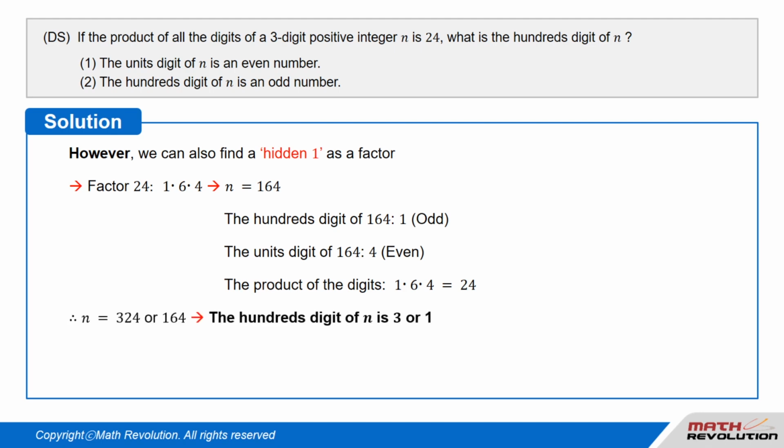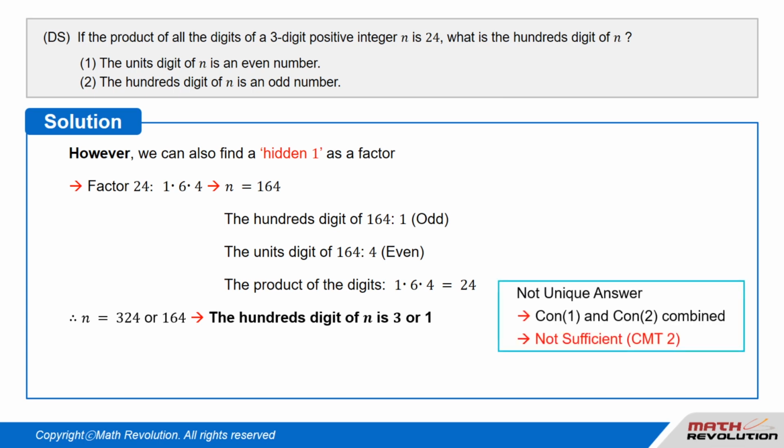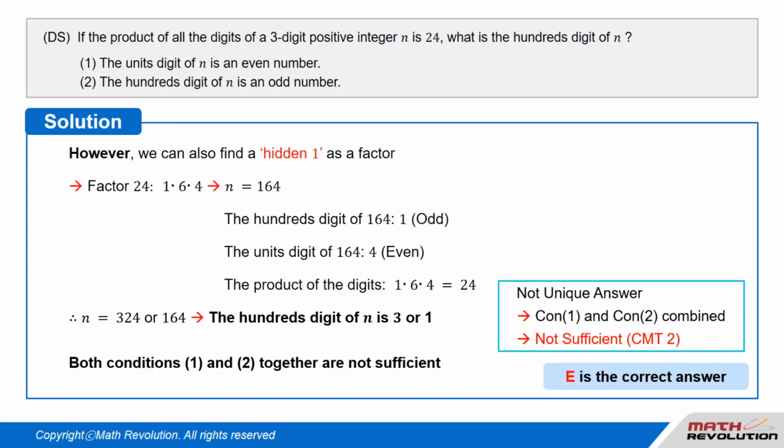So, n equals 324 or 164, and the hundreds digit of n is 3 or 1. This answer is not unique, so the conditions combined are not sufficient by CMT2, which states that the number of answers must be 1. This is an approximately 50-level question. Be sure to remember it. Your GMAT math score will increase by 20 points if you get this question right in the actual exam. Both conditions 1 and 2 together are not sufficient. So, E is the correct answer. Answer: E.